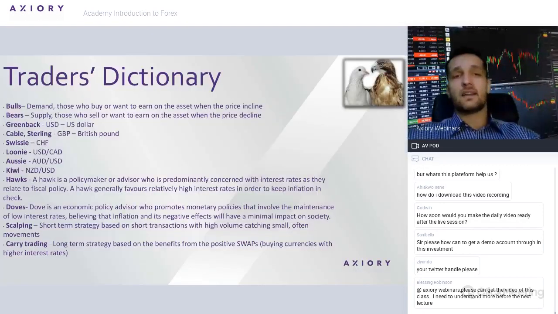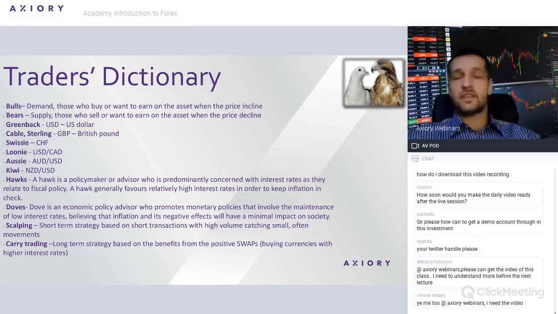Now, in order to understand more advanced articles, publications, etc., it would be nice for you to know a special dictionary, some special words that traders use. Because most of the material about trading is written in a certain language, you would need to know what it means.